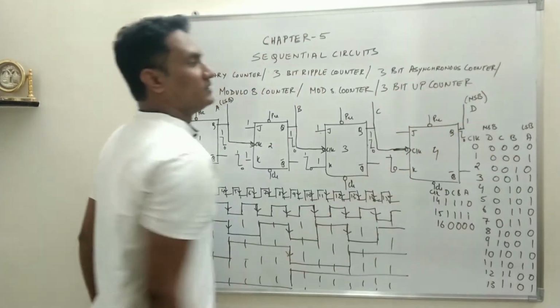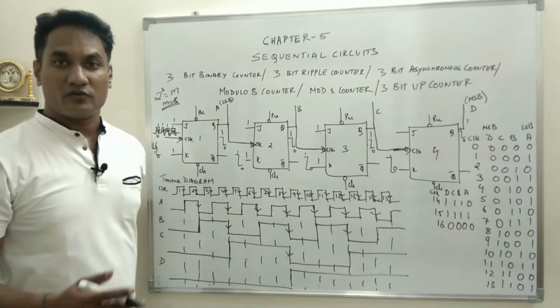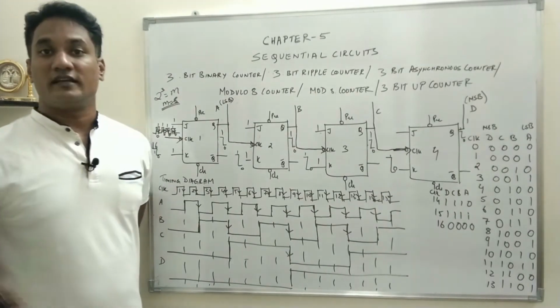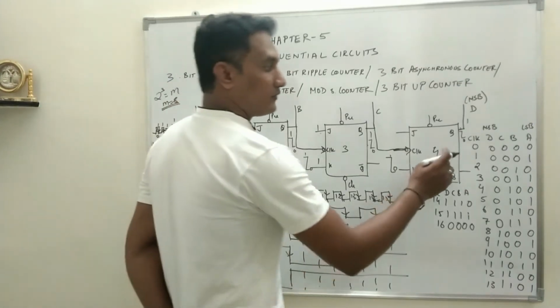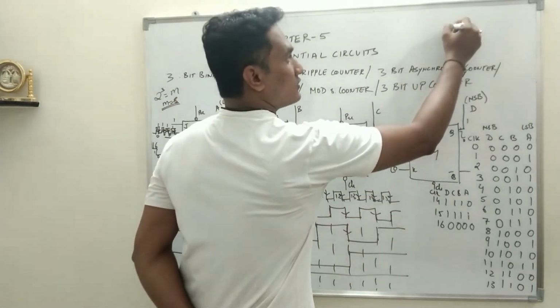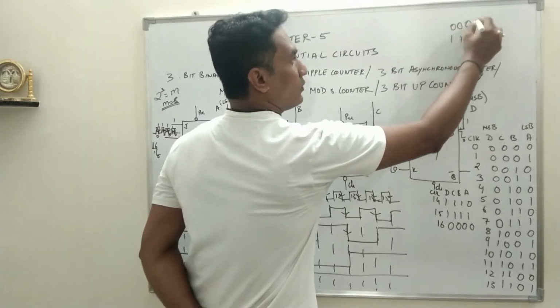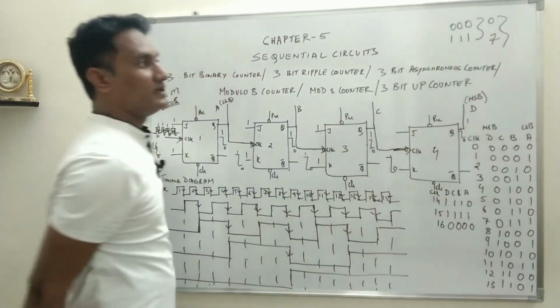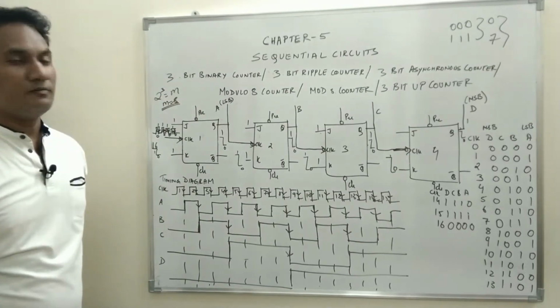And when we say up counter, it is because it is counting in ascending order. That means it will count from 0 0 0 to 1 1 1, that means 0 to 7. So it is counting in ascending order, therefore it is called a 3-bit up counter.